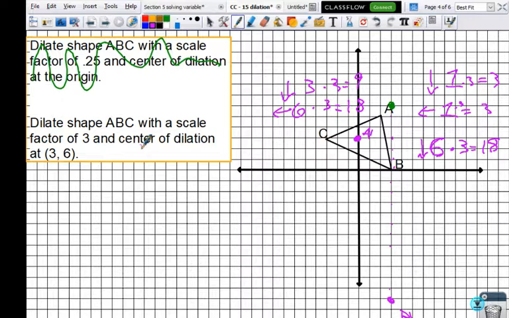Okay, I understand now. So I'm gonna go down 1, 2, 3, 4, 5, 6, 7, 8, 9. Then left 1, 2, 3, 4, 5, 6, 7, 8, 9, 10, 11, 12, 13, 14, 15, 16, 17, 18. C prime. And we just have to connect all of our dots now. Oh, I didn't draw my lines, did I? Oh well.